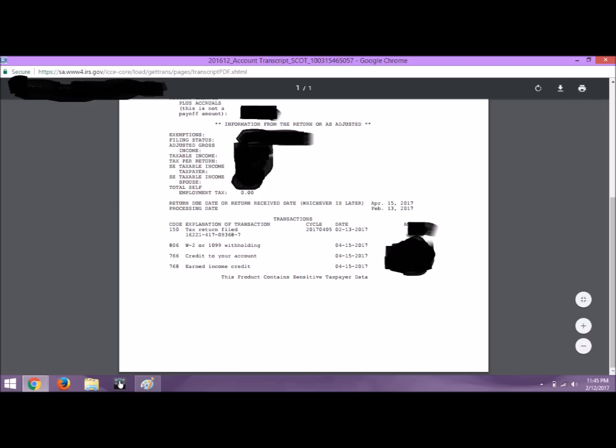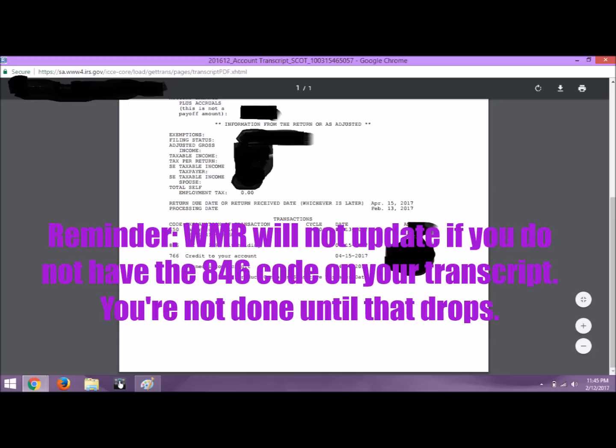Now that won't happen until you see that 846 code. You can see on my transcript, I still don't have the 846 code. I'm thinking, because I'm part of the PATH Act this year with my earned income credit, and I'm hoping that this coming Friday, on the 17th into the 18th, my Where's My Refund tool will update. So I'm hoping when I check at the end of the day on Friday, I'm going to see an 846 code, and then I'll know that on Saturday morning I'm going to wake up and see that I'm getting a tax refund on a direct deposit on February 22nd.